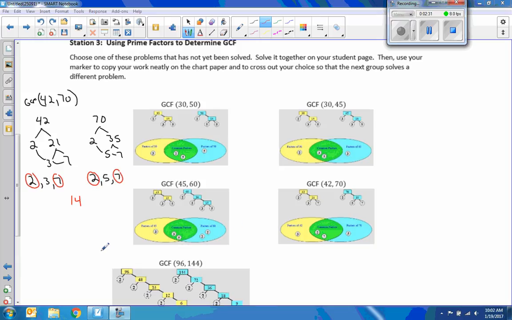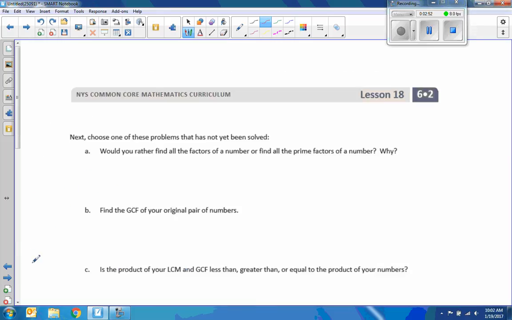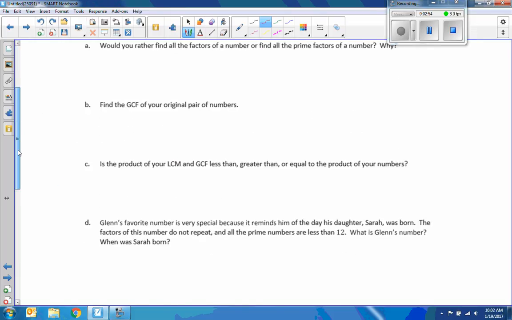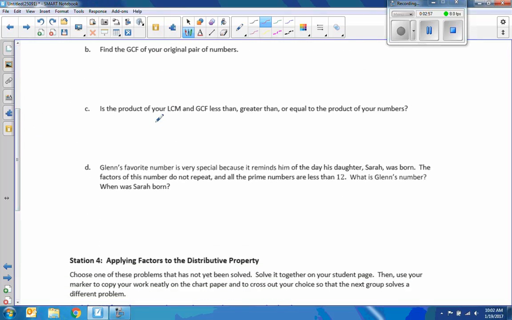I'm not going to go through all these, but what you do is a prime factorization of both, circle your common prime factors, and multiply them. 7 times 2 is 14, 7 times 2 is 14. 14 times 3 is 42, 14 times 5 is 70. And what's left over is what you multiply by to get those numbers. Okay, moving on.